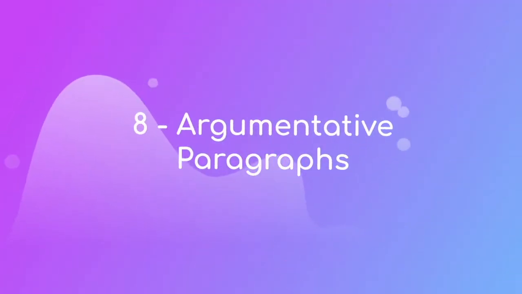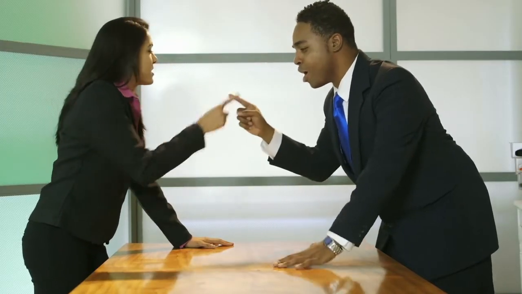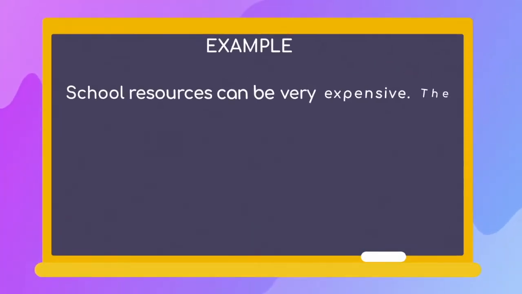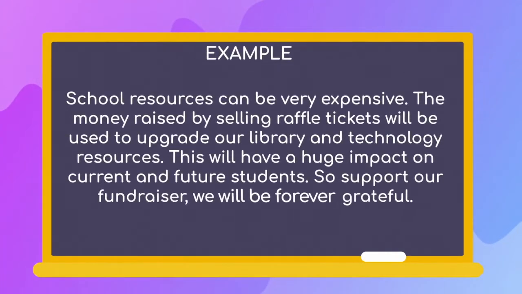Number 8, argumentative paragraphs. Argumentative paragraphs present a logical argument to the reader. Argumentative paragraphs often link to persuasive arguments and form the foundation of many formal types of writing, such as essays. Here is an example. The purpose of this paragraph is to present an argument as to why a neighbor should buy a raffle ticket. It is important to note that each argumentative paragraph contains only one argument.